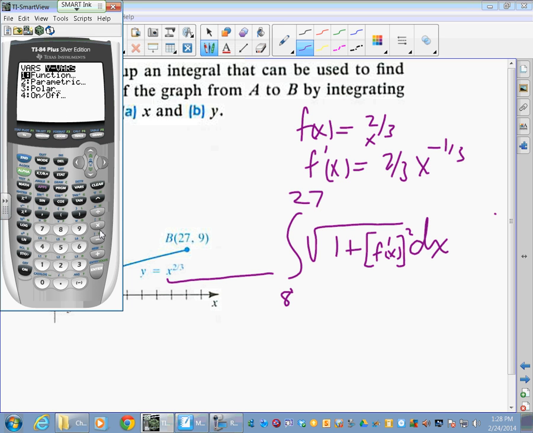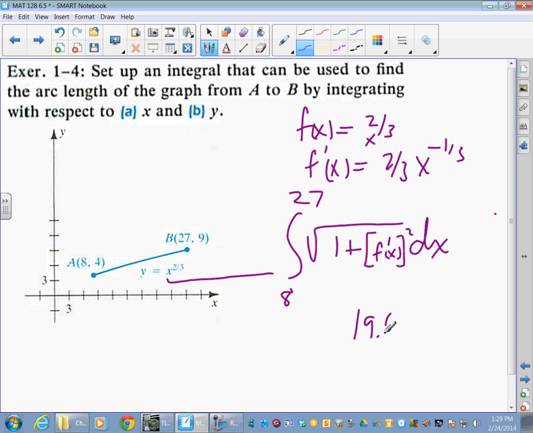y1 squared, comma, x, comma... 19.65. Yes.